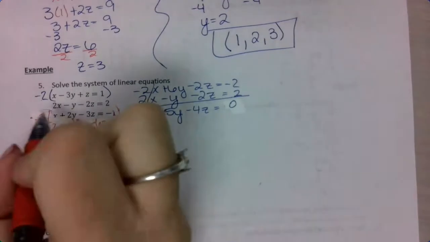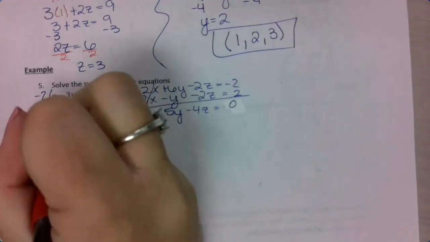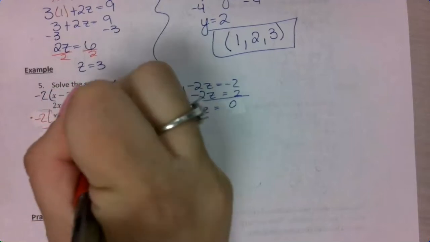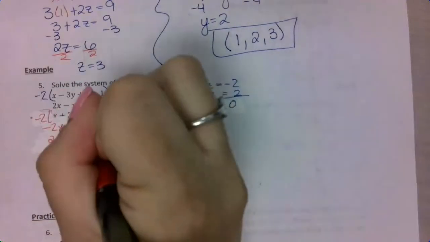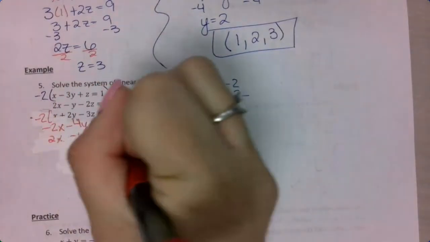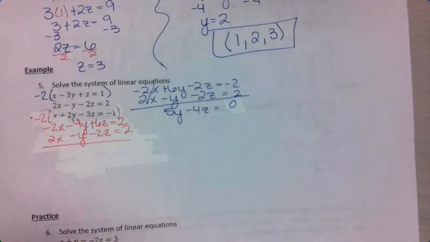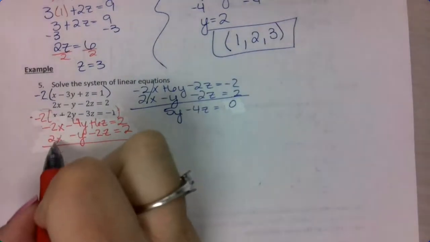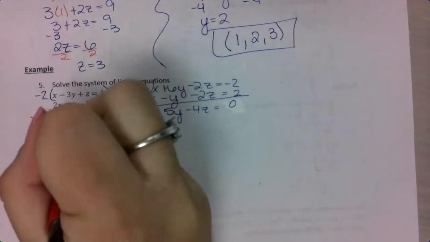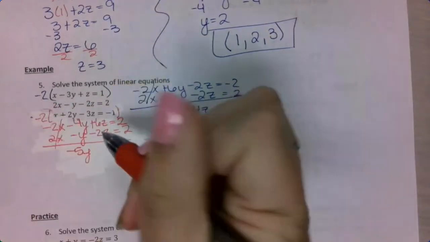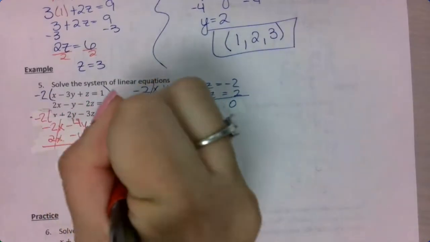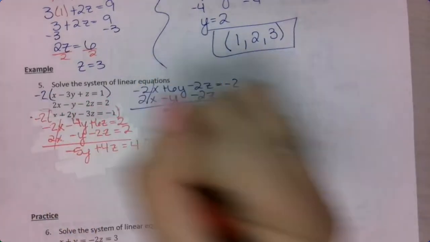And then I'm going to go ahead and just rewrite my second equation down below it. So I have 2x minus y minus, the 6z should have been positive. So that was a negative times a positive. Minus 2z equals 2. I want to combine those two together. -2x plus 2x cancels out. -4y minus y gives us -5y. 6z minus 2z gives us 4z. And 2 plus 2 gives us 4.